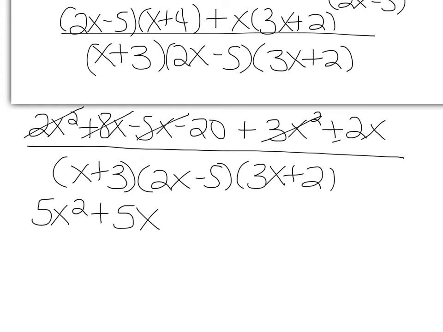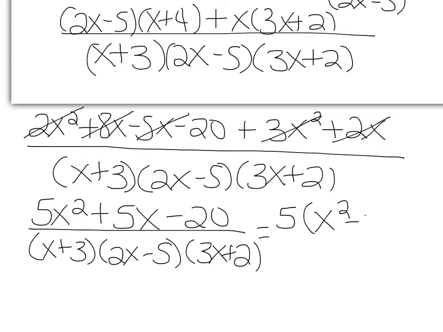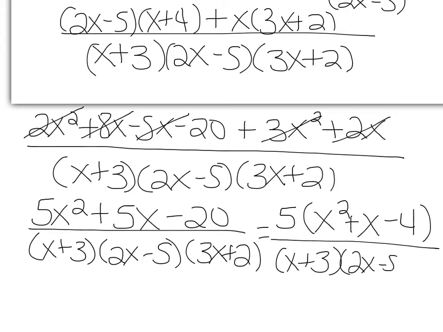So cross those out, and then I'm just left with minus 20. This is all over x plus 3 times 2x minus 5 times 3x plus 2. Okay, so then let's see if we can factor this. Factors of 100, well, first off, there's a GCF there, 5, 5, and 20. So I'm going to factor out a 5, and that's going to leave me x squared plus x minus 4 all over x plus 3, 2x minus 5, 3x plus 2.